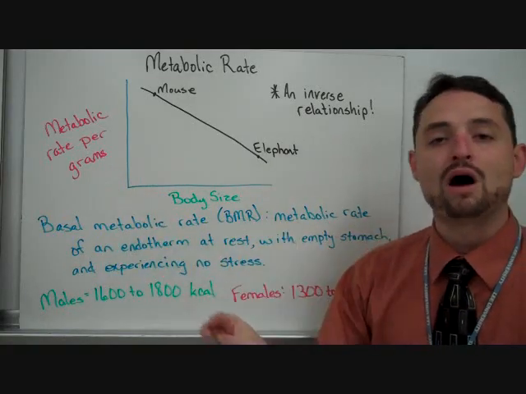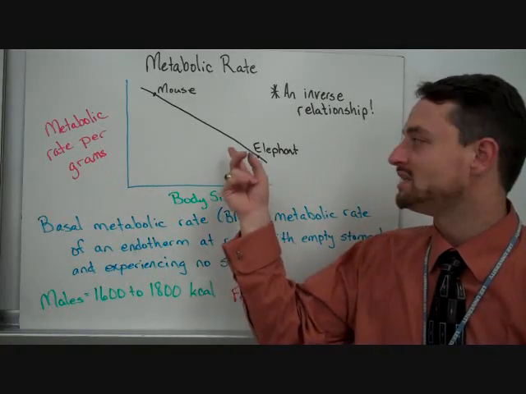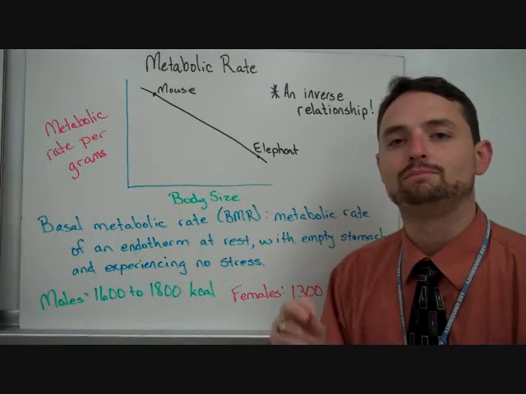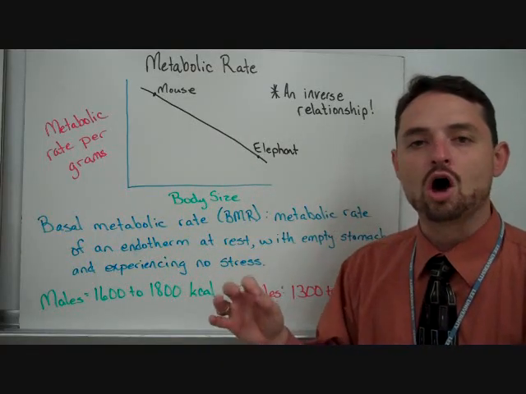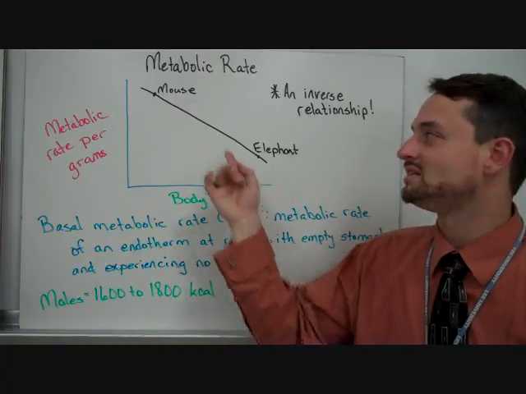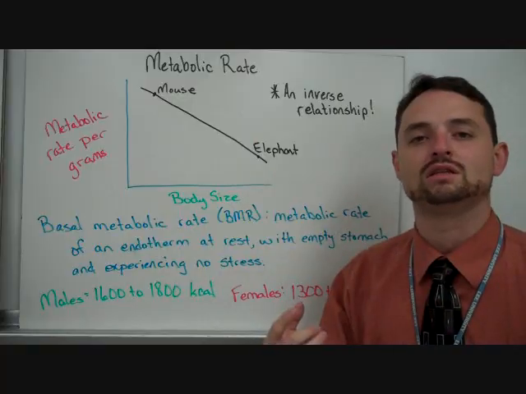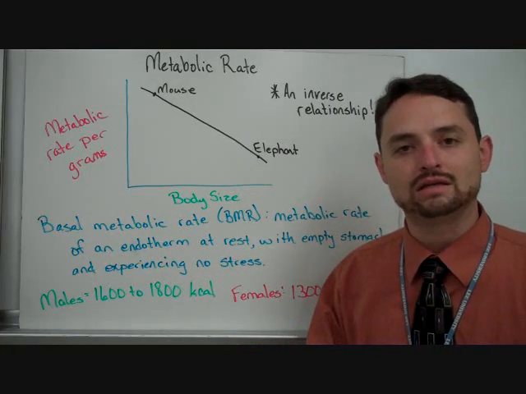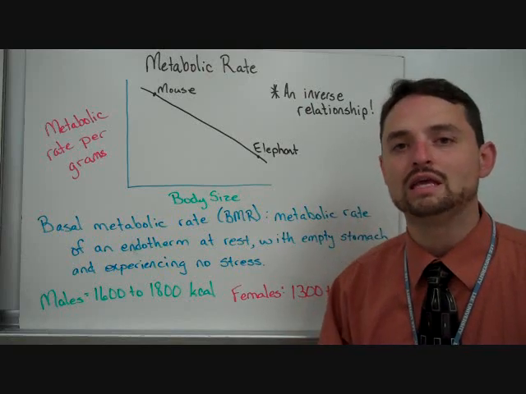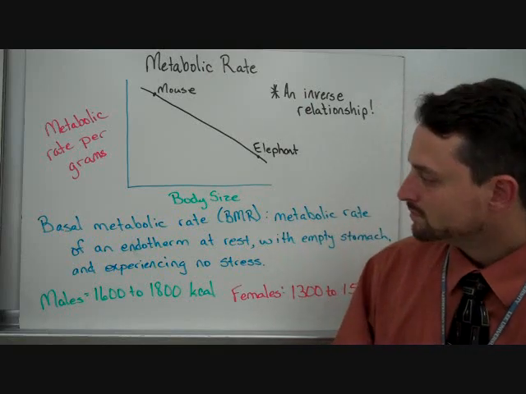Now, there's been some hypotheses out there that have tried to describe the reason for this, but none of them has successfully proven in all organisms. One is that because of the different sizes, the mouse is having to constantly generate more heat, as opposed to the bigger organisms that are able to hold on to that heat a little bit better.